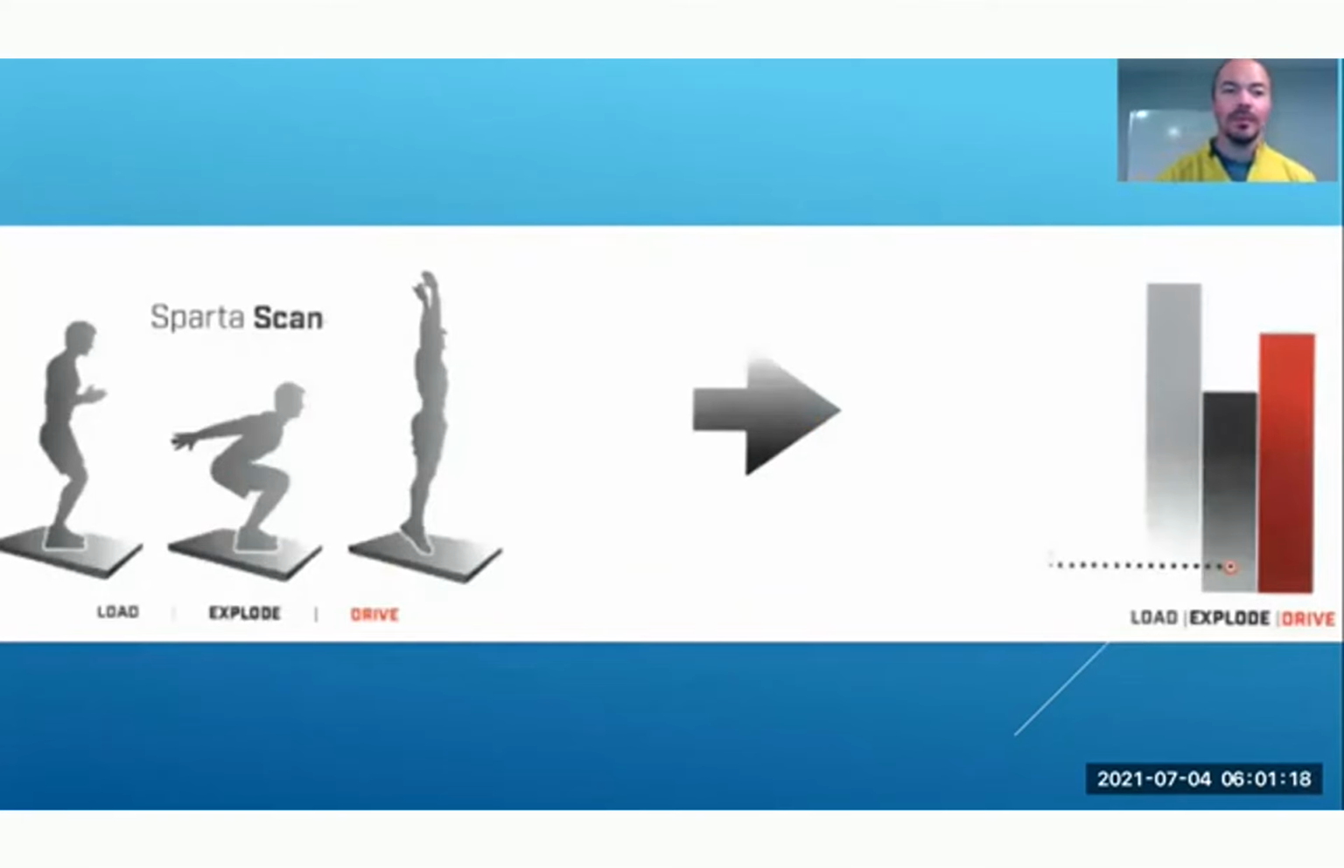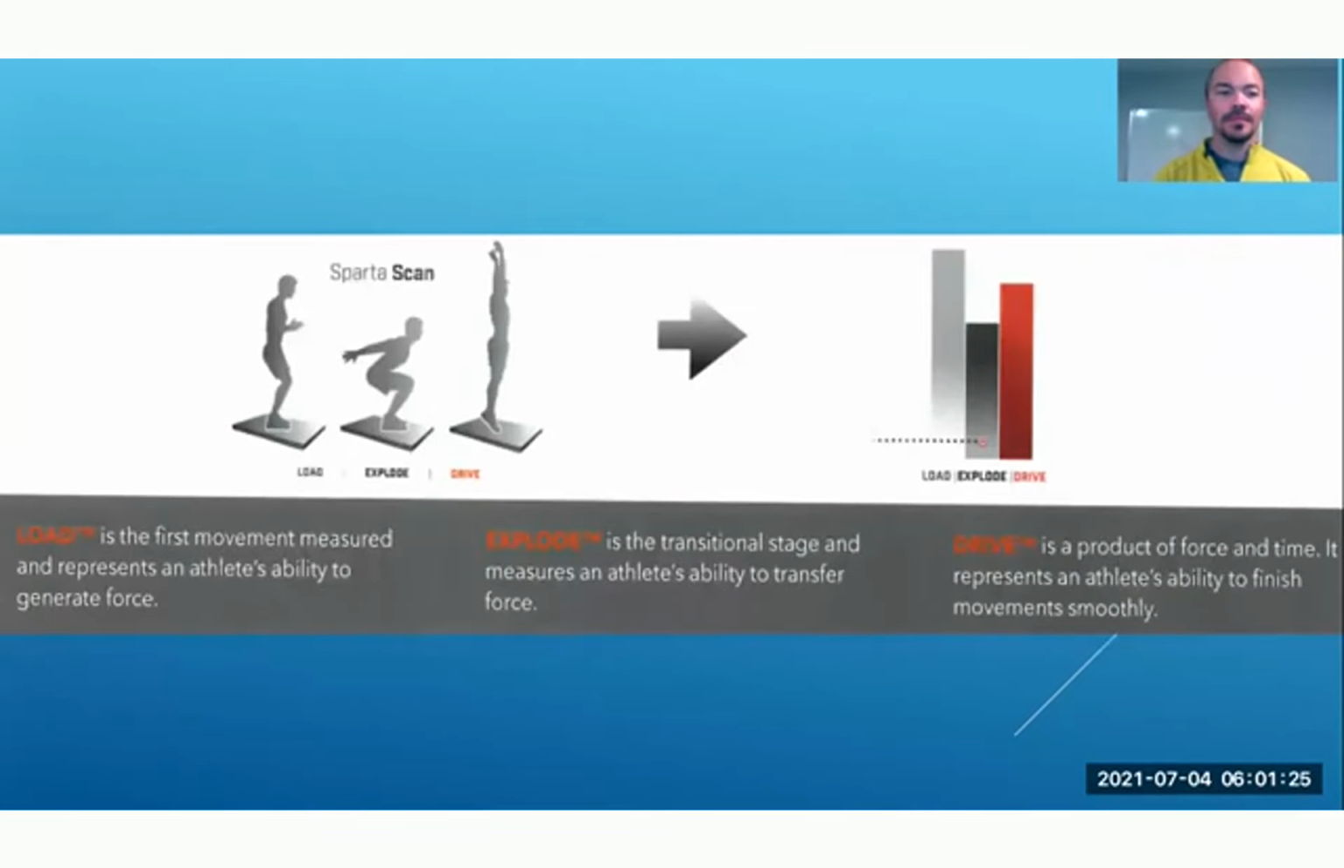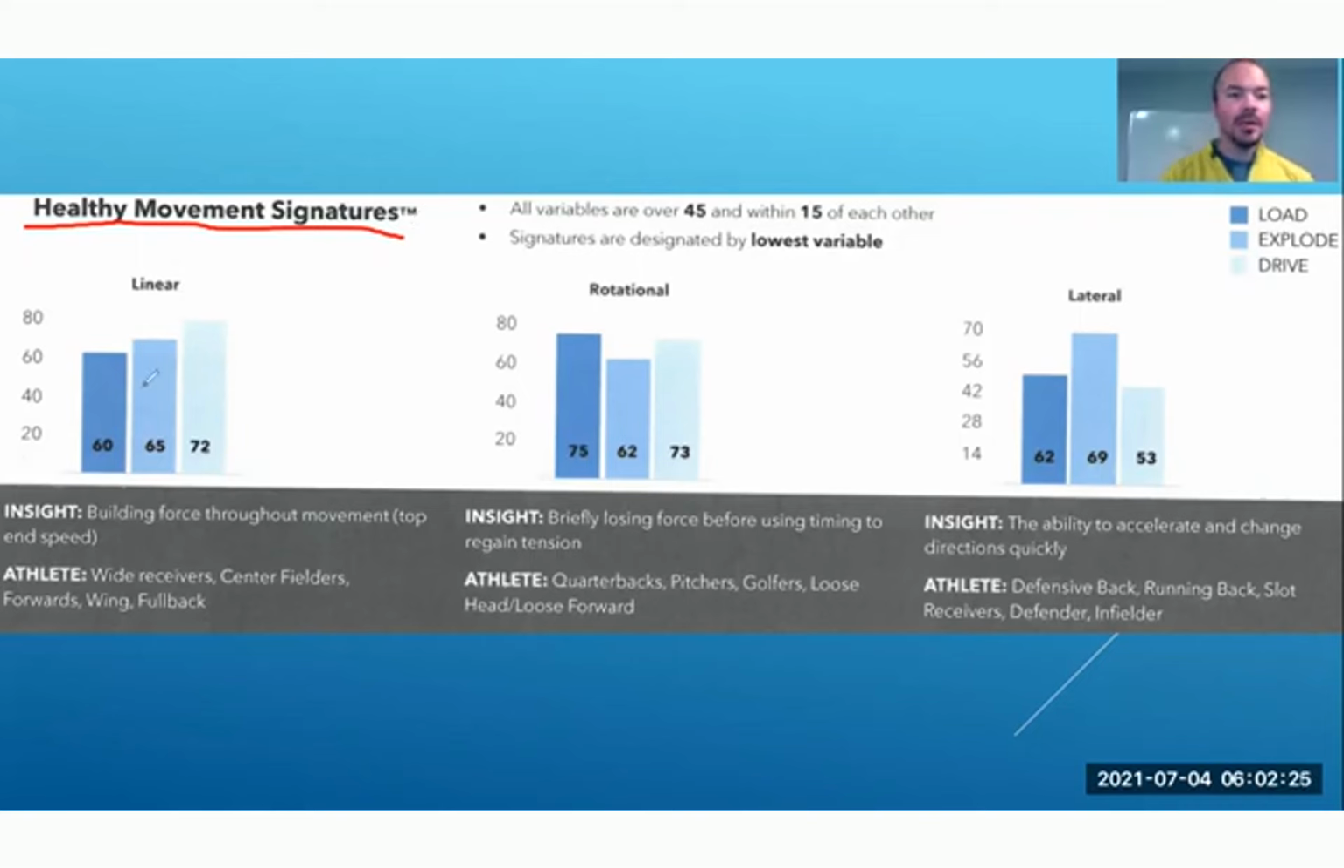All right, again, load, explode, and drive. Our jumps become charts. So linear is just that step ladder there, or that staircase, excuse me. The insight on that is that they build force throughout their movement. So they're going to be an athlete that might be a little bit better at their top end speed.